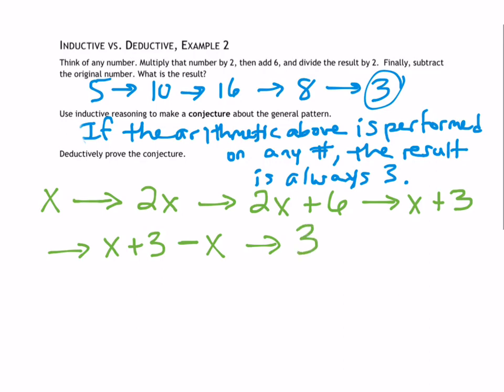All right, so this is deductive because first of all, I'm starting with a general number, x, I haven't assumed anything about it, and then I'm using known information. I'm using rules from algebra and the rules of arithmetic to write the steps that are done to x, and then I end up with this result of 3. So this proves it in all cases. Now I don't need to wonder what would happen. For example, if we started with pi, I know that following these steps will always lead to a result of 3.